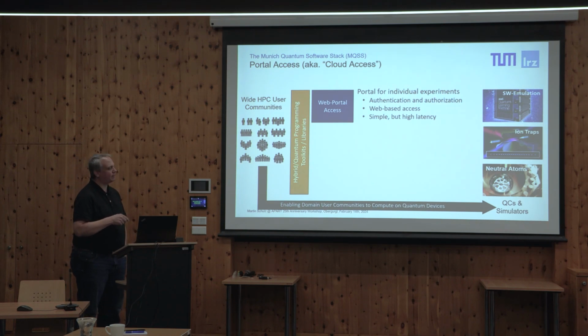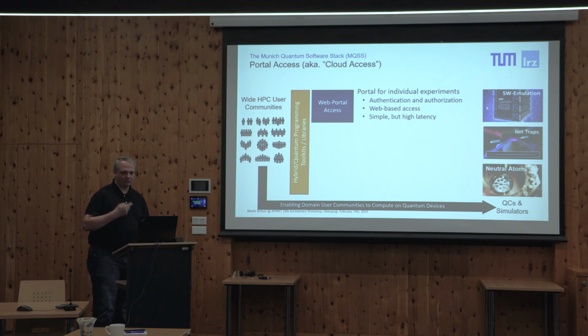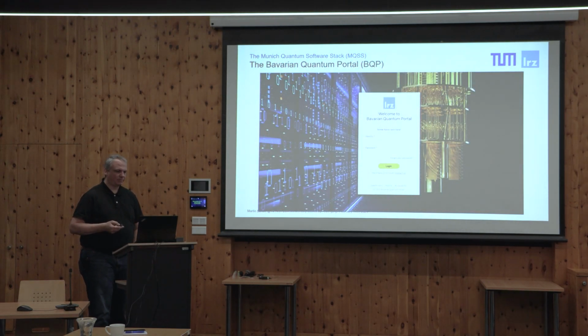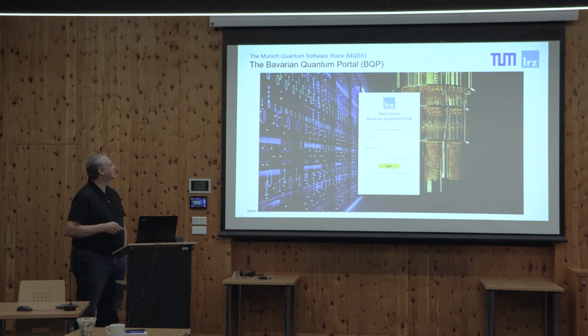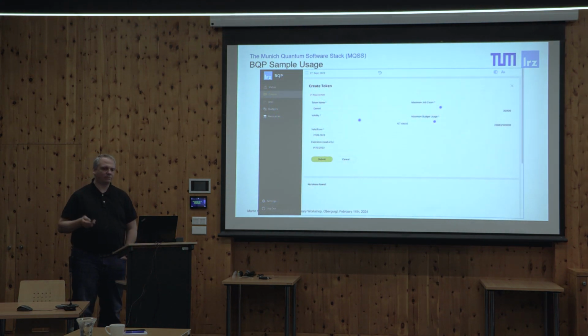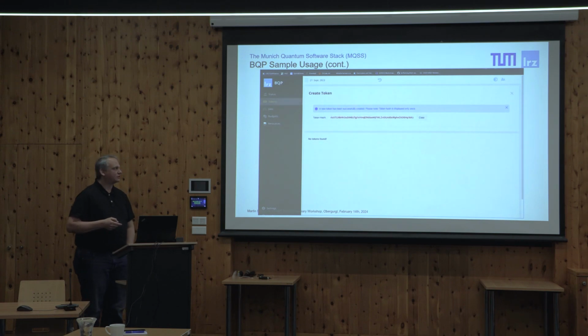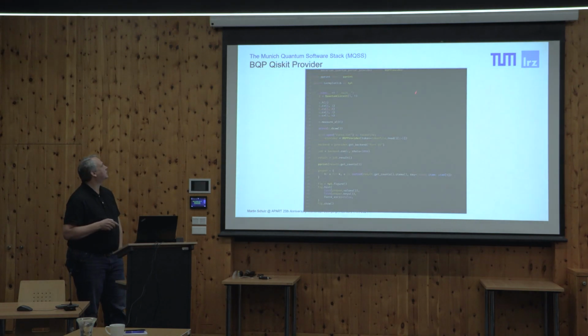Then, of course, we also need a web portal. Our physicists still want the cloud access. And for some basic experiments, we don't care about latency. Web-based access actually works fairly well. Also, that is basically complete and in a beta phase, where we have our Bavarian Quantum Portal where you can get tokens and user management. This token you can then copy and put into your scripts.